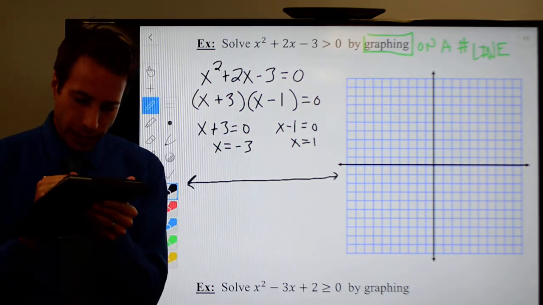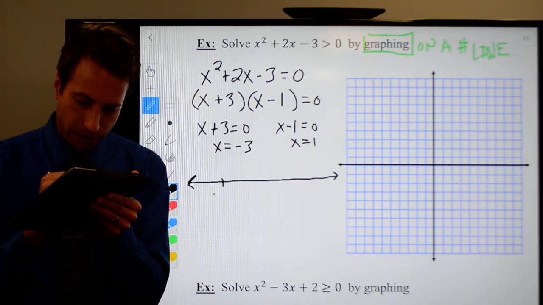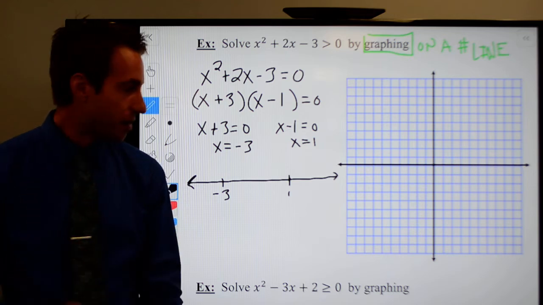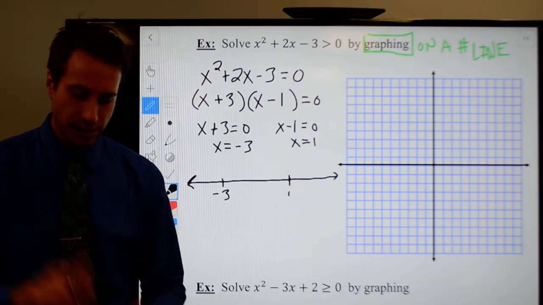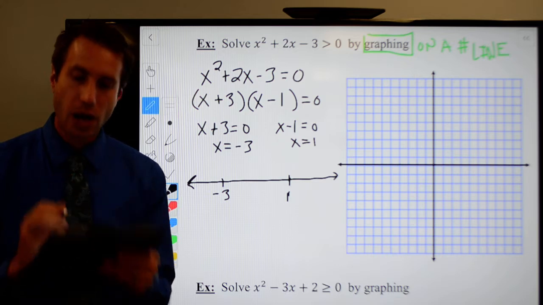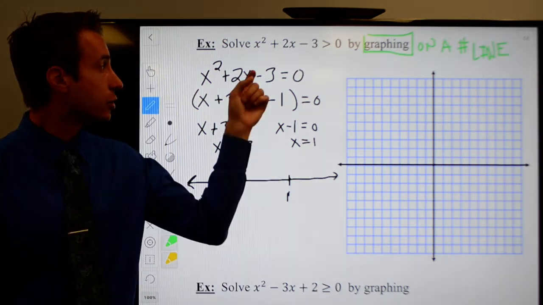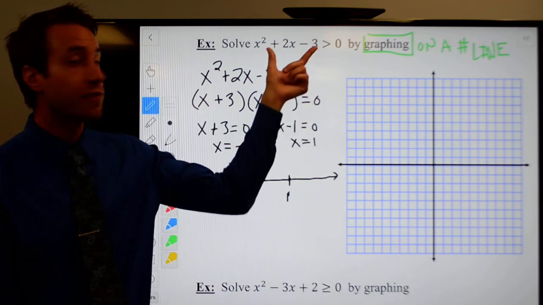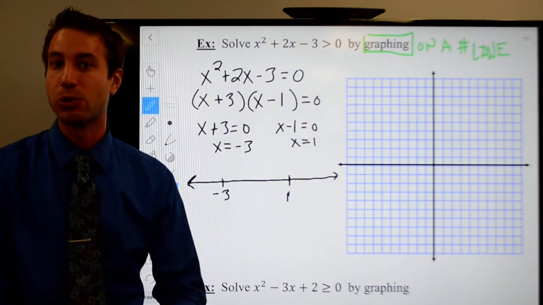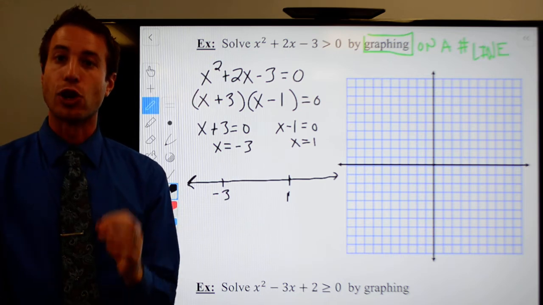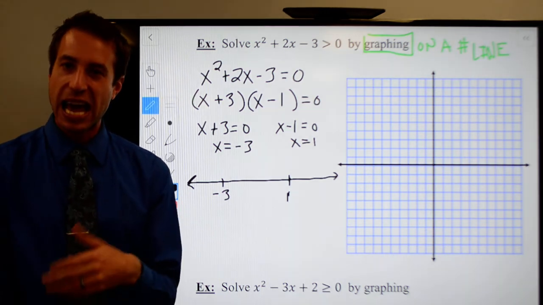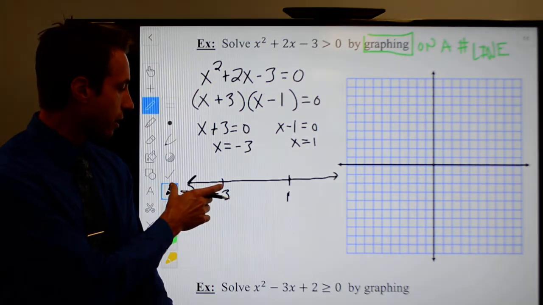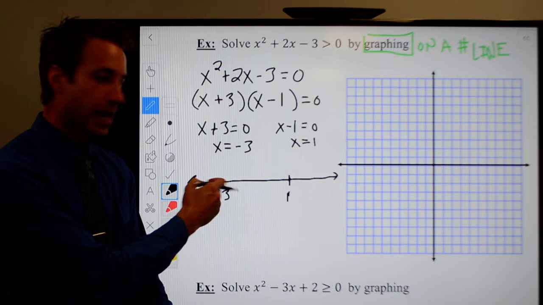All right, so negative 3, let's put that somewhere over here. Positive 1, we'll put that somewhere over there. So negative 3 and positive 1 are my 2 solutions to this quadratic. Now, to solve the inequality, because I was given an inequality, I'm going to choose test points and check each of my intervals. I have this interval over here, from negative infinity to negative 3.